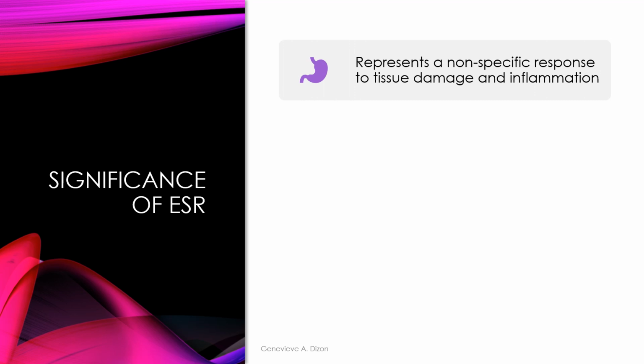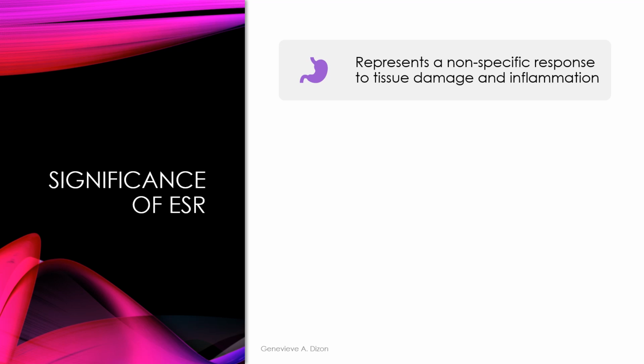So what is now the significance of this test? Why is ESR important? First is that it represents a non-specific response to tissue damage and inflammation. Inflammation causes the increase of the acute phase reactants. These plasma proteins can directly affect ESR.